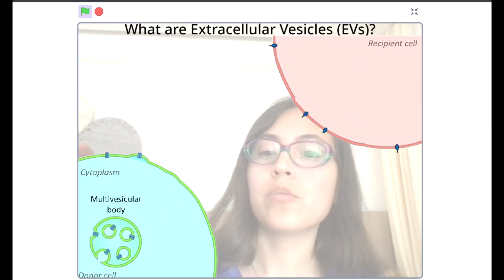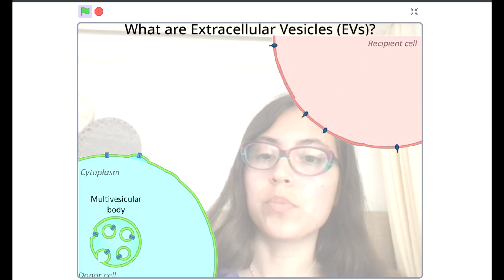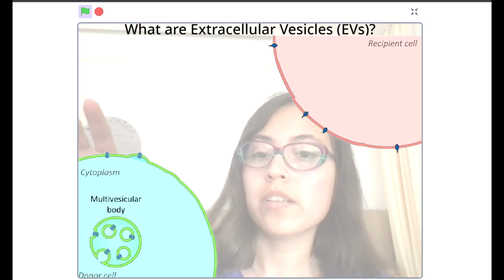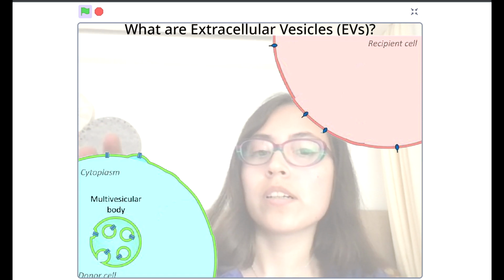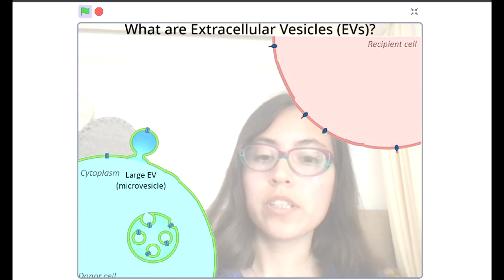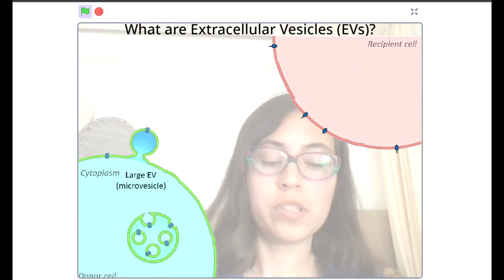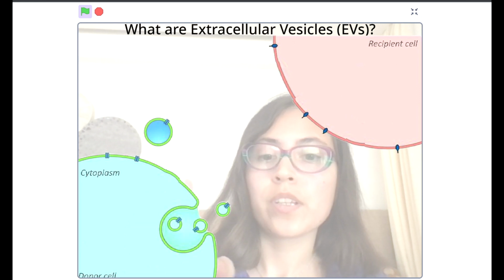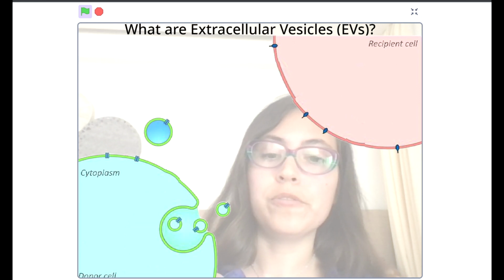EVs form within the lumen of a multivesicular body, but large EVs can form within the plasma membrane. The multivesicular body can also fuse with the plasma membrane and release these small EVs.